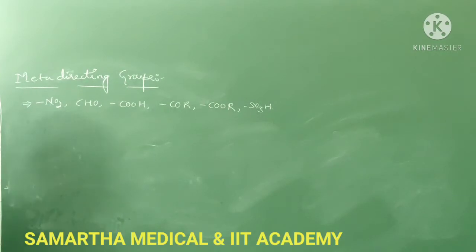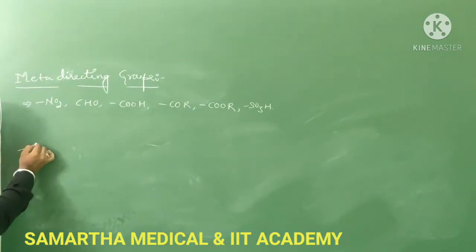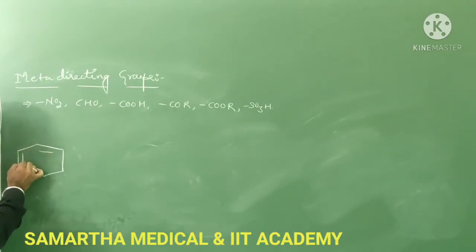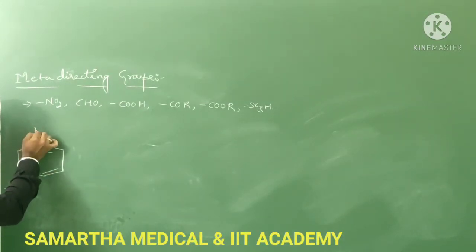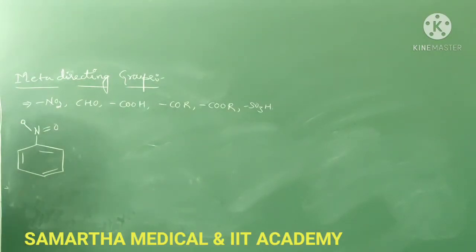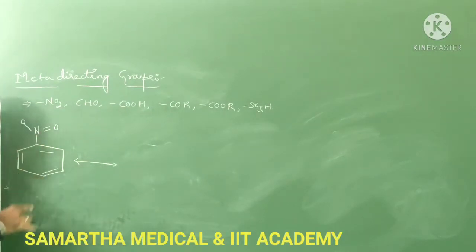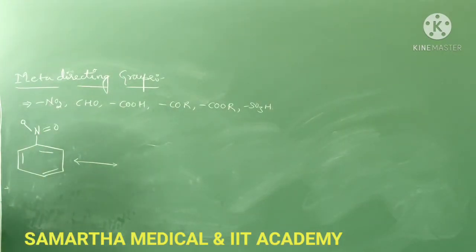You just see their resonating structures. If you have a ring with the existing group NO2, the nitro group, you just see that the NO2 group is an electron withdrawing group.